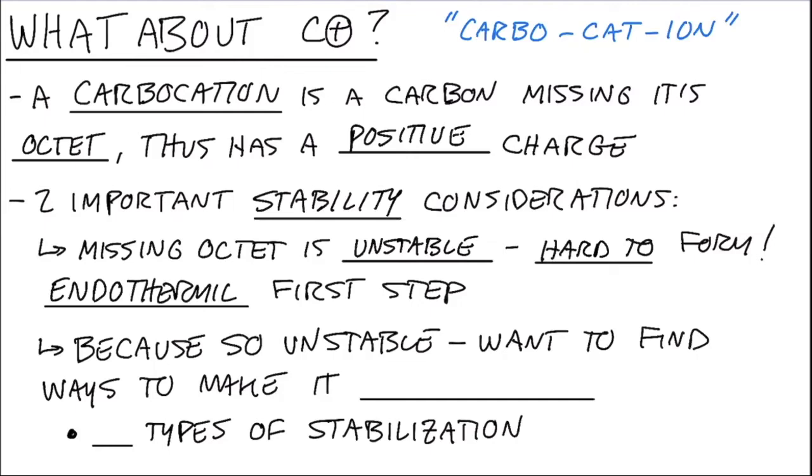And so that's our first consideration: if it's unstable, it's hard to do, and that means we need energy. The second consideration is if something is unstable, and we still want to do it, we have to find ways to make it more stable, because then it'll be easier to do. There are two different types of stabilization for carbocations that we'll learn about in this unit. We're going to focus on one today, and then we'll learn about the next one in the next lecture video.